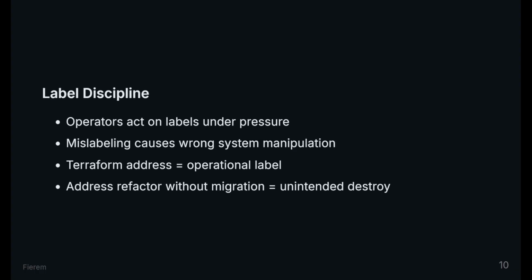On a submarine, valve labels must remain consistent because operators act on labels under pressure. If a label changes without a procedure update, the operator manipulates the wrong system. Terraform addresses are those labels inside the state file. A refactor that changes addresses without migrating state converts a routine apply into an unintended destroy and recreate event.